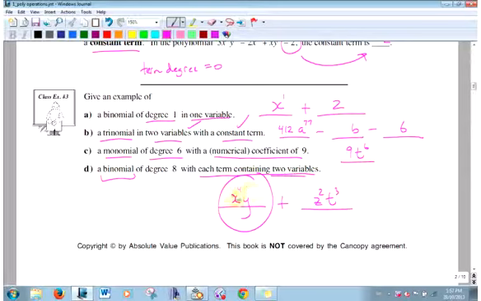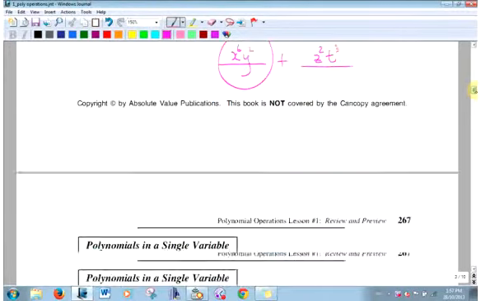Okay? Are there other choices? Yeah. 6 and 2, right? 7 and 1. Sky's the limit. All this is testing you. Do you know what this means? All these terminology stuff. Okay.